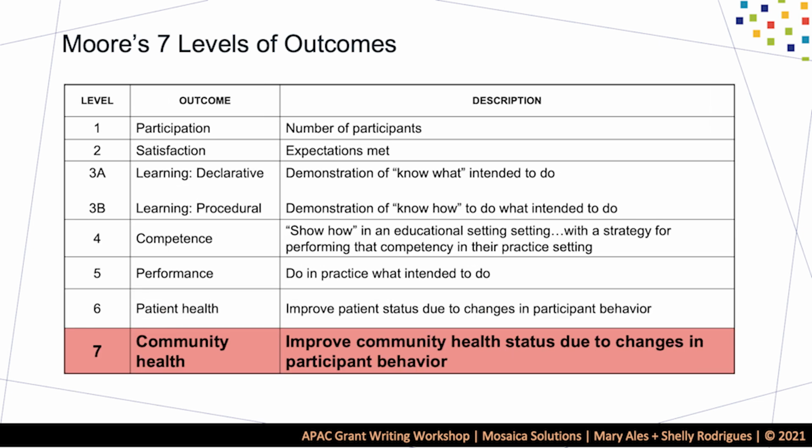Level 7, change in community health status, is the highest level of outcomes measurement and the most challenging to achieve. Designing level 7 outcome strategies must be developed at project inception with a clear data assessment plan. How might you assess change in community health? Measuring change in regional health status in collaboration with public health organizations is one strategy. Partnering with other community organizations is another strategy.